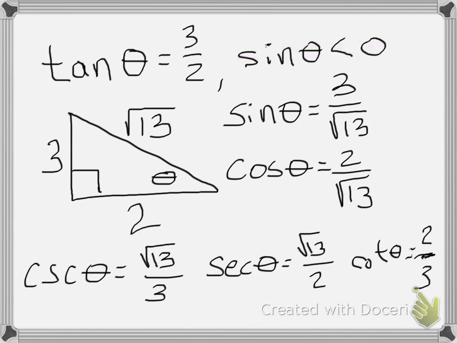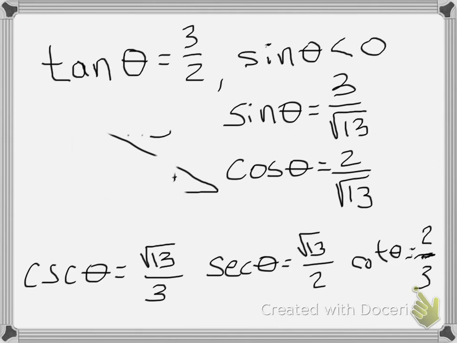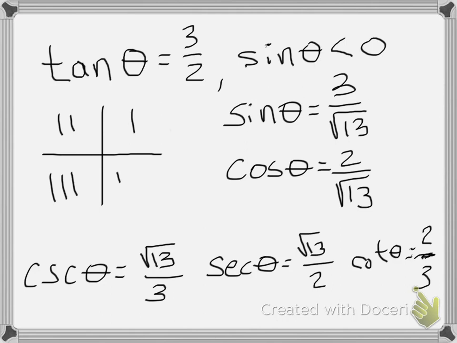So I'm going to get rid of this triangle just so I have some space so I can do the rest of the work here. Now that we have all those trigonometric functions, the triangle is no longer needed. We need to look at the quadrants. And so I'm just going to draw up the x and the y-axis. We have our 4 quadrants: quadrant 1, quadrant 2, quadrant 3, and quadrant 4.